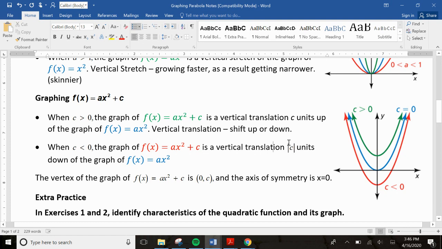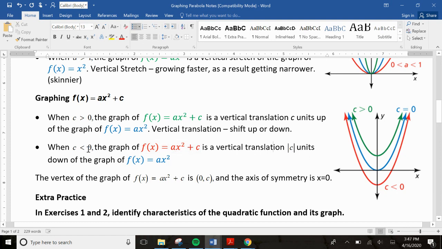Let's talk about this absolute value here. You can't actually move negative units, right? Let's say that c here was -2. You can't actually move -2 units. The negative refers to the direction. So you're still moving 2 units, but to show that you're moving negative, you're actually going down. So that's why we talk about the absolute value, because you can't move a negative distance.